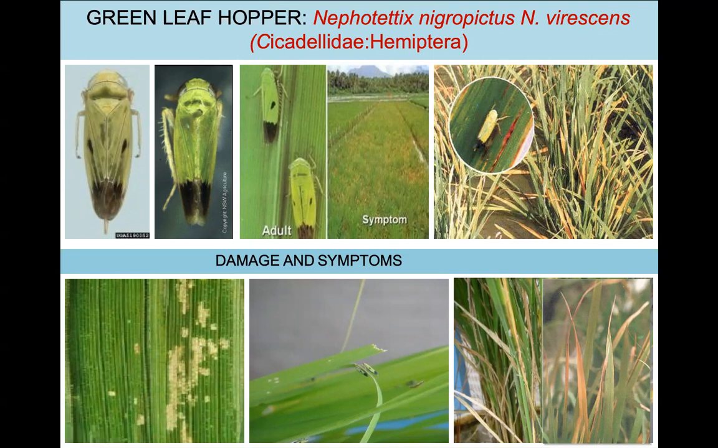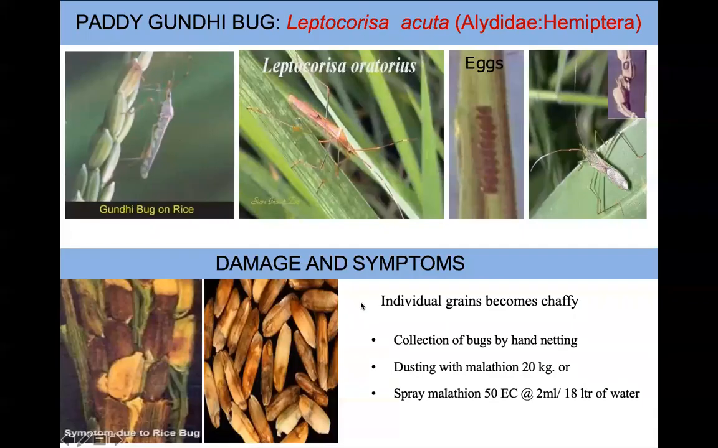So these are also able to transmit an important virus, the rice tungro virus, which causes yellowing and stunting of the plant, and the plants are not able to bear panicles.